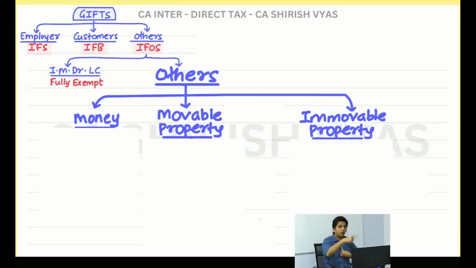And then after totaling, you have to see, is it up to 50,000? Then exempt. Above 50,000, fully taxable. In short, what I am trying to say, is 50,000 per person or aggregate of all persons? Yes. It means you have to think from the receiver's point of view.